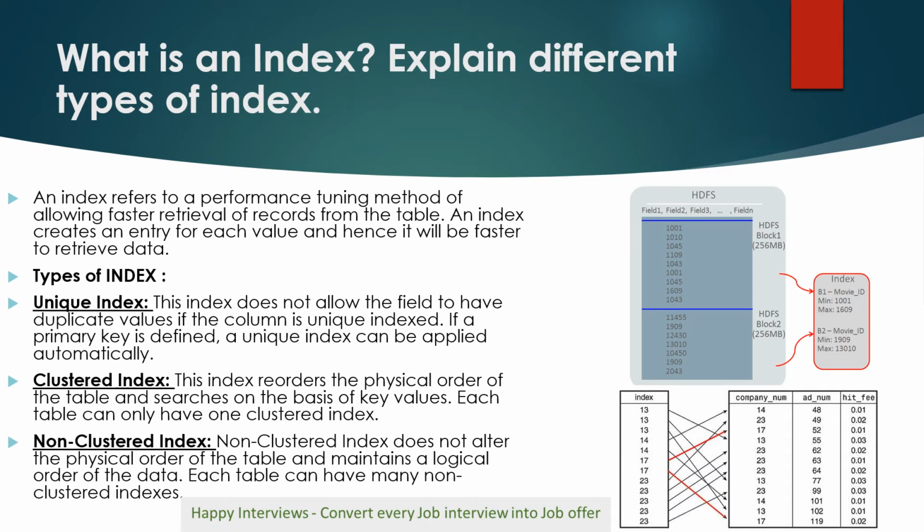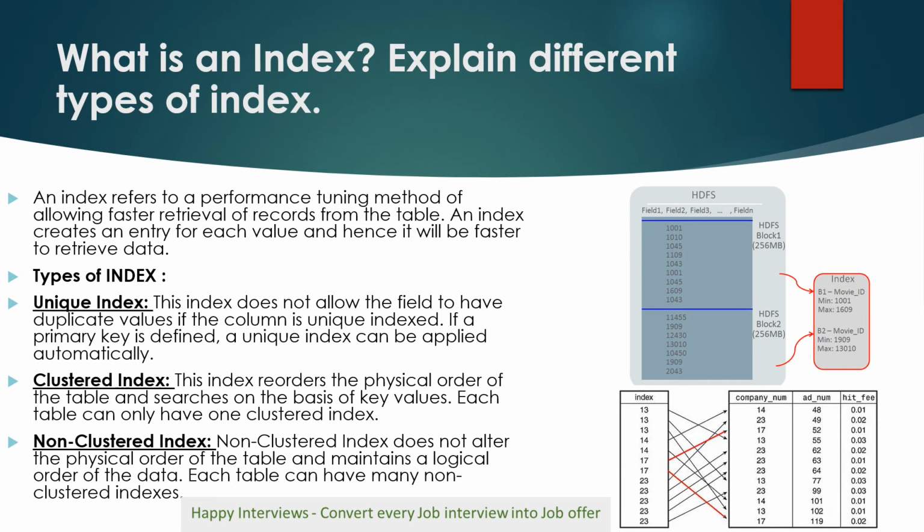Types of index. Unique index. This index does not allow the field to have duplicate values if the column is unique indexed. If a primary key is defined, a unique index can be applied automatically. Clustered index. This index reorders the physical order of the table and searches on the basis of key values. Each table can only have one clustered index.